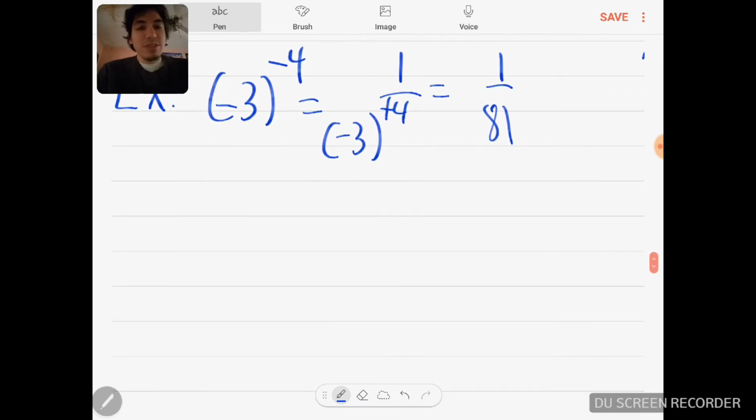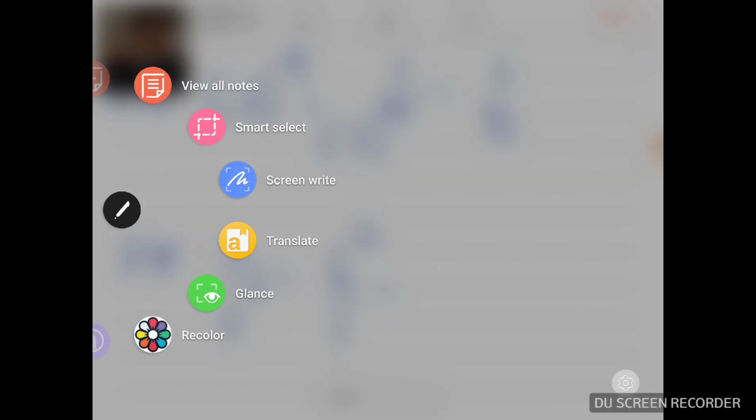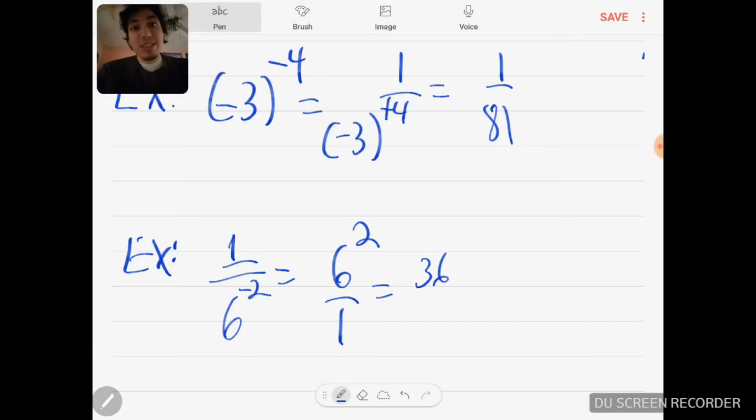Now, what if it's the opposite direction? Let's try this one. Let's say 6 to the negative 2. It would flip up to the numerator, and then this becomes what? This becomes 36 as your answer.